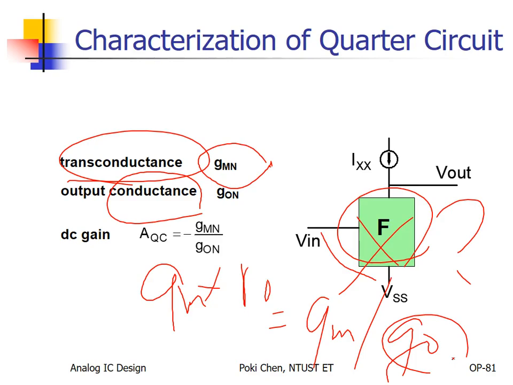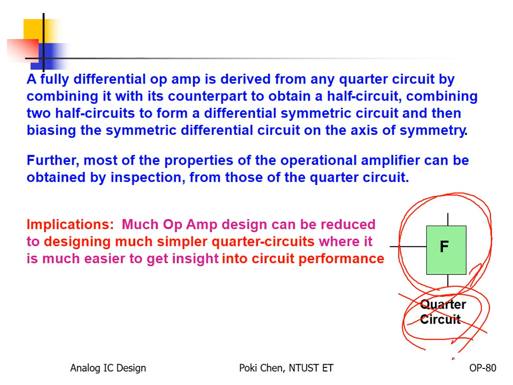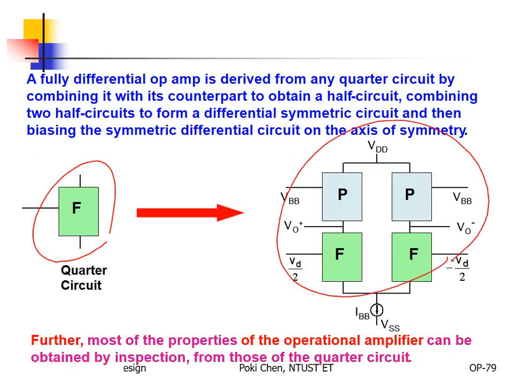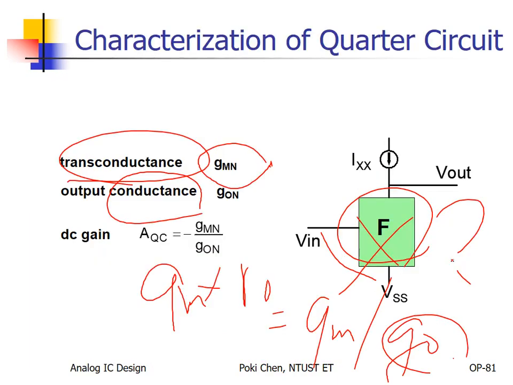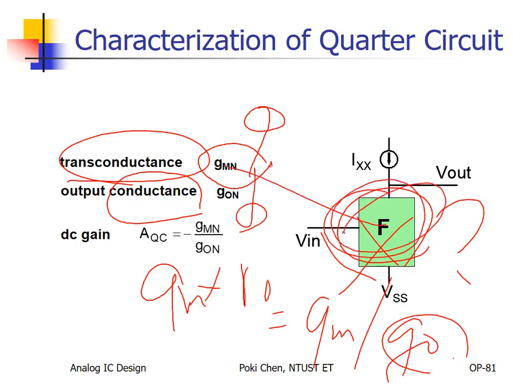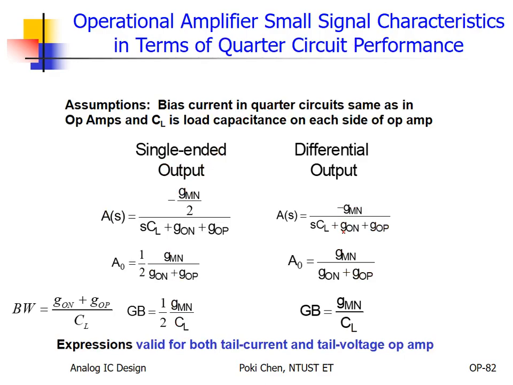And if the overall gain for your fully differential op-amp is not large enough, then we come back to check here. You either increase it or decrease it. Focus only on the quarter circuit. Increase the transconductance or decrease the output conductance. That's it. Piece of cake.